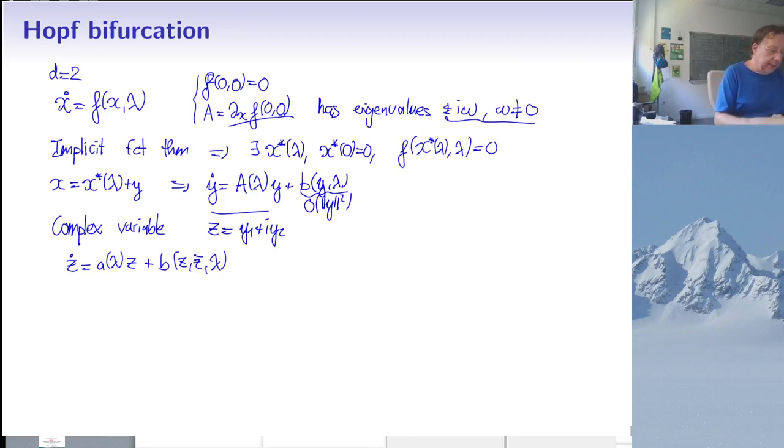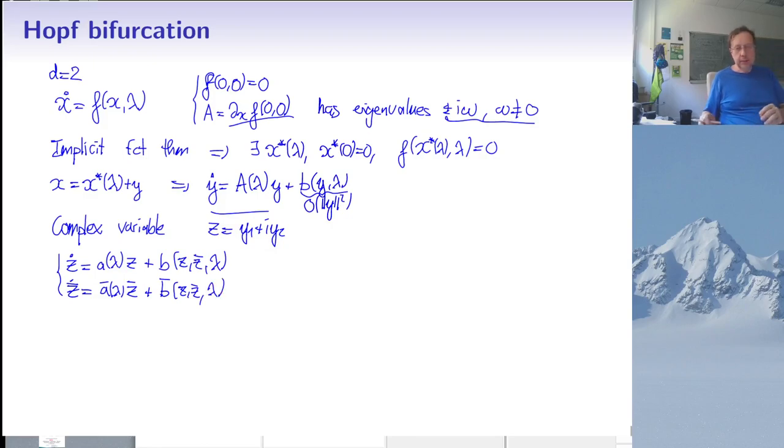And actually, we may also write the equation for z conjugate, but that is just the conjugate of the equation for z, so it doesn't really contain any new information, so it is sufficient to consider just the first equation for z here.